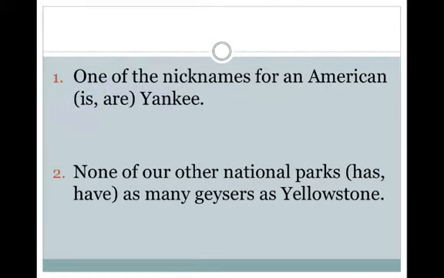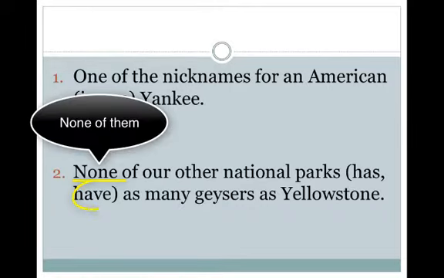Number 2. None of our other national parks has or have as many geysers as Yellowstone. Now remember, are we going to say none of it or none of them? And it looks like in this case, since it's national parks, plural, we would say none of them. So none have or they have. So it's a plural. None have as many geysers.